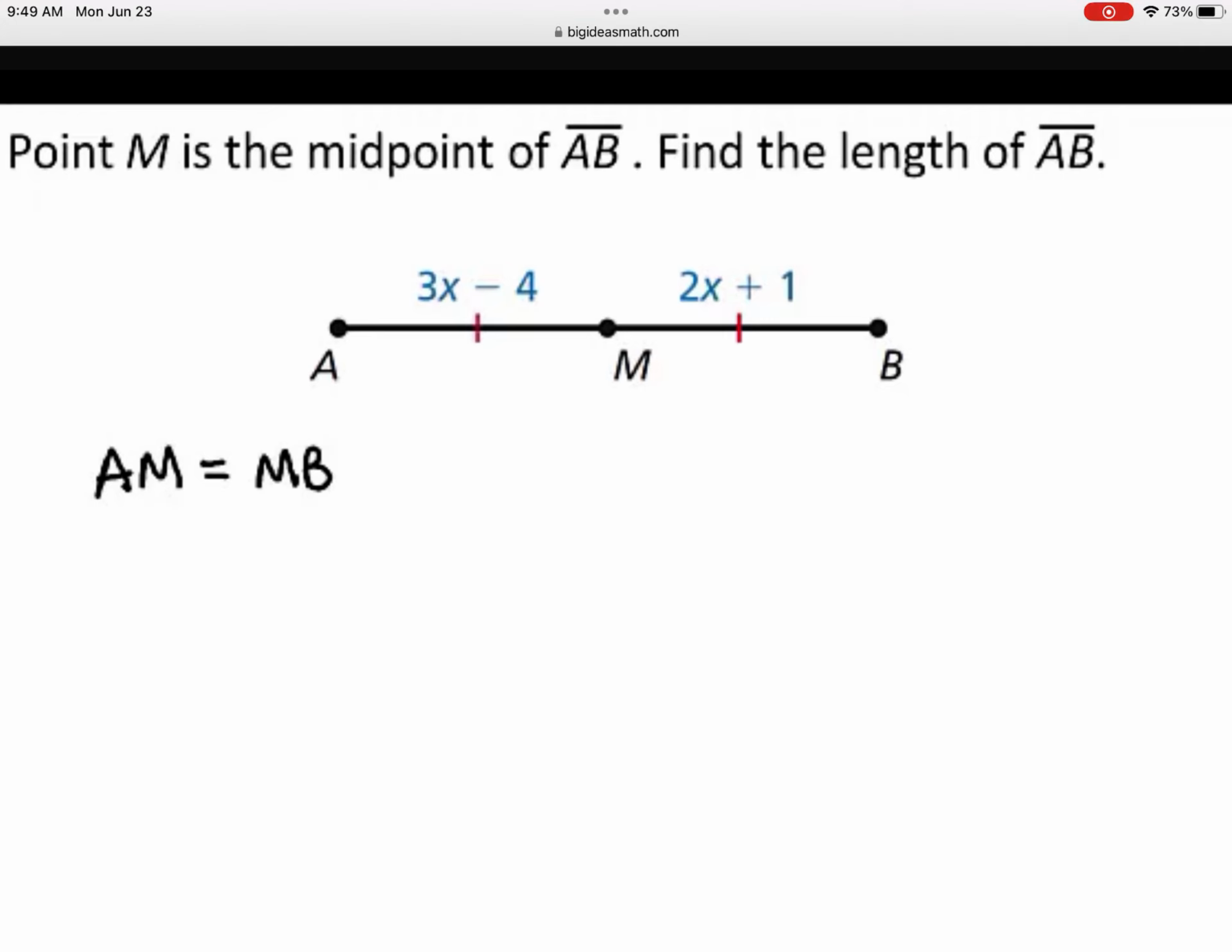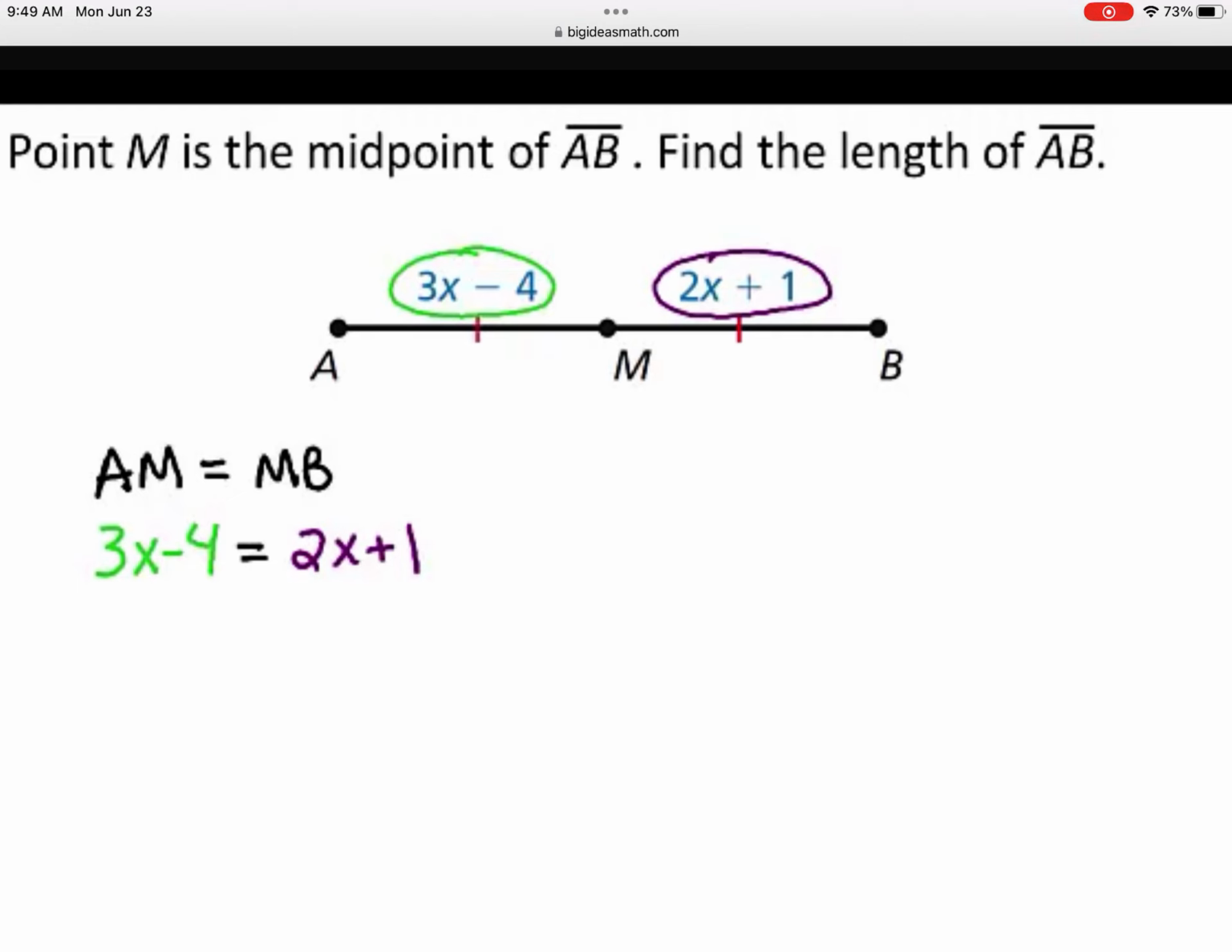The length of segment AM is equal to 3x minus 4, and the length of segment MB is equal to 2x plus 1. So, you can substitute 3x minus 4 in for the length of segment AM, and 2x plus 1 in for the length of segment MB.